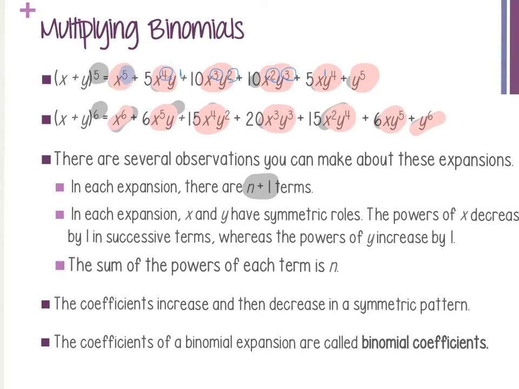The second to last thing down here says the coefficients increase and decrease in a symmetric pattern. We just talked about that. If I start at 5, it goes 5, then 4, then 3, then 2, then 1, then 0. And then on the other exponent, it would be 0, then 1, then 2, then 3, then 4, then 5. And then this, just vocab terminology. The coefficients of a binomial expansion are called binomial coefficients. What are coefficients? Numbers. The numbers in the front, right?